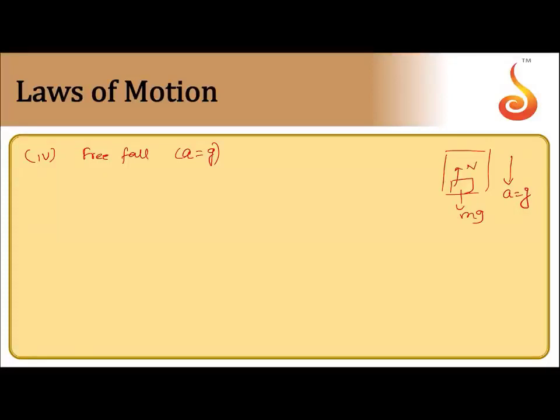mg, N, and your equation for motion is ma is equal to mg minus N, or N is equal to mg minus ma. A is g, so this is 0. So the normal reaction is 0, or the apparent weight is equal to 0. Simple case, right? Good.